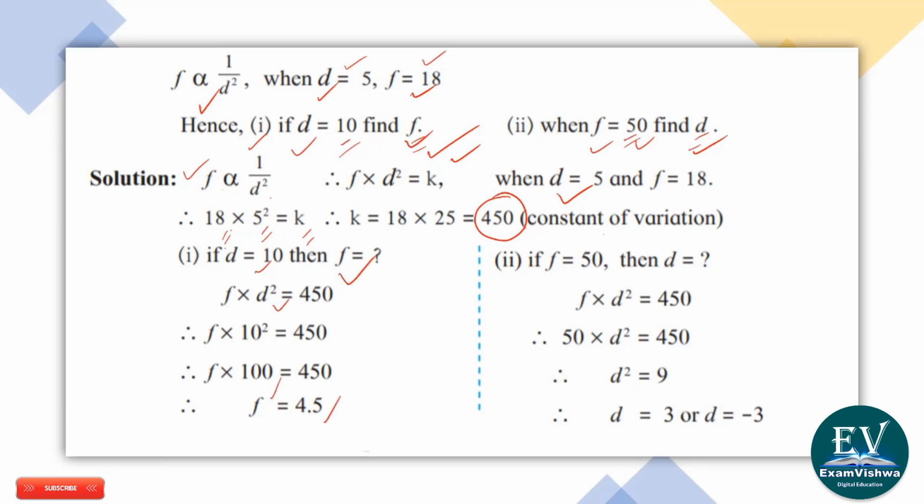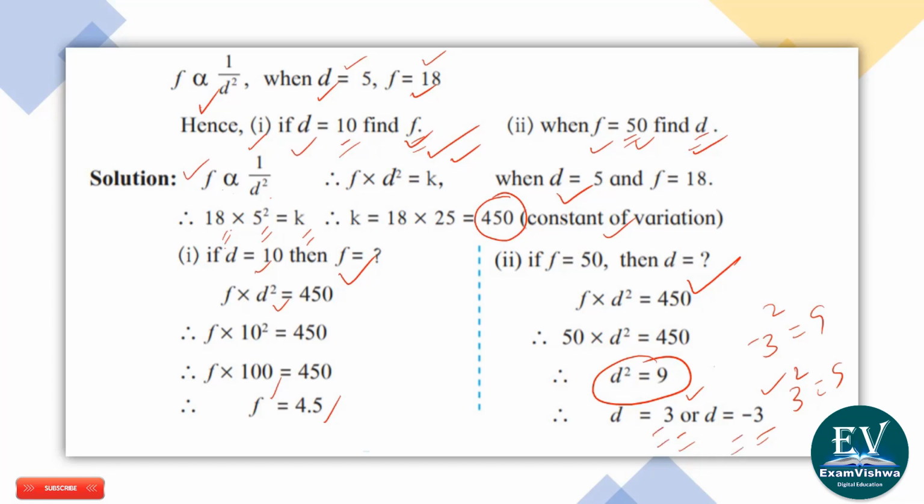If F is given as 50, the constant is 450 from the same situation, and D is equal to 3 or minus 3. D square 9 मिला, तो आंसर में 2 आ गया, क्योंकि माइनस 3 स्क्वायर भी 9 है, तो D स्क्वायर 9 मिलने से 2 आंसर मिल जाते हैं, प्लस और माइनस 3. That common thing you know very well.